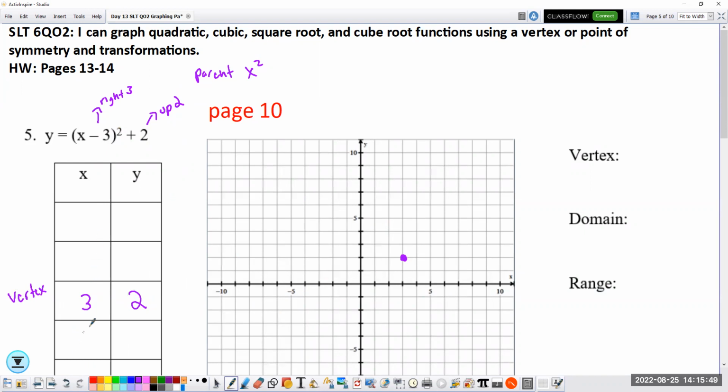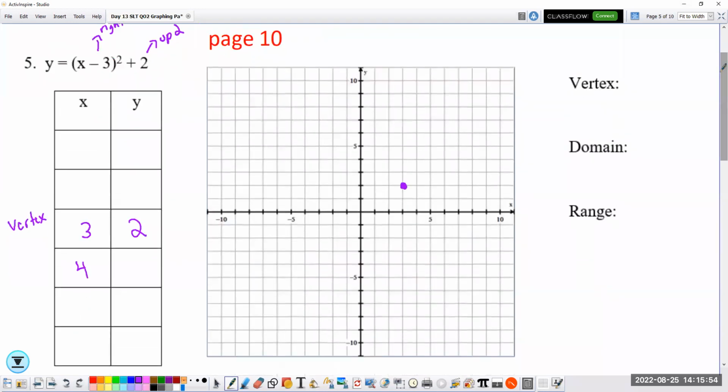Now, what I'm going to do is go 2 points higher for 5 and 2 points lower. And I'm going to either use what I know about the shape of this graph, or, and I will demonstrate this, I'm going to substitute these purple values. I'm going to color code a little bit. So here I've got 1. So I've got 1 minus 3 squared plus 2. 1 minus 3 is negative 2. Negative 2 squared is 4. 4 plus 2 is 6.